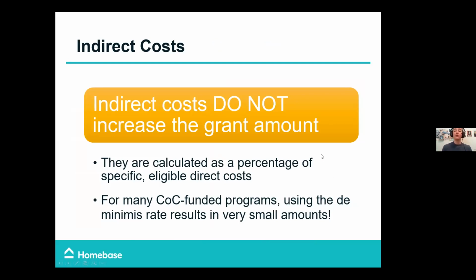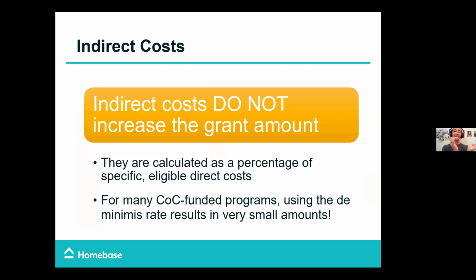Indirect costs don't increase your grant amount, right? So you have these line items in your grant that equal up to your full grant amount. And the way you would charge your indirect costs is you would find, okay, these are all of my direct costs in my supportive services line item that fall within my direct cost base. I'm going to apply my indirect cost rate to those direct costs in my supportive services line item. That's my indirect cost amount, and I'm going to include that in my supportive services invoice to HUD.